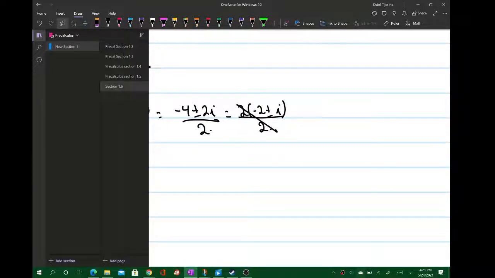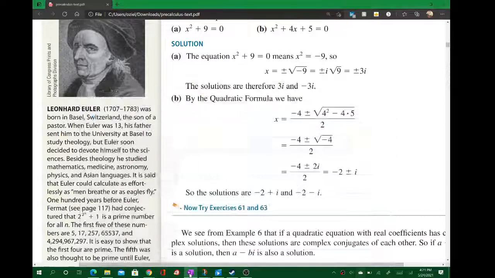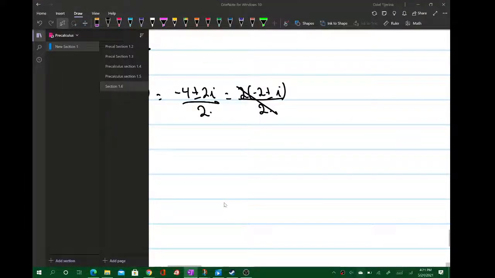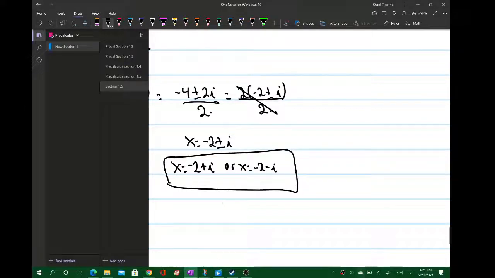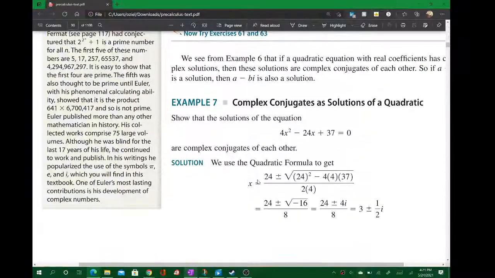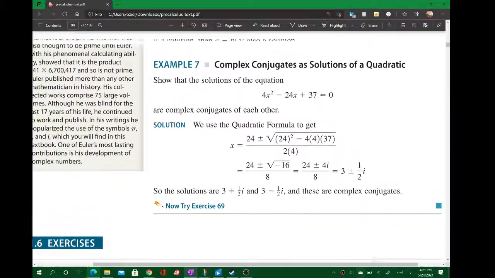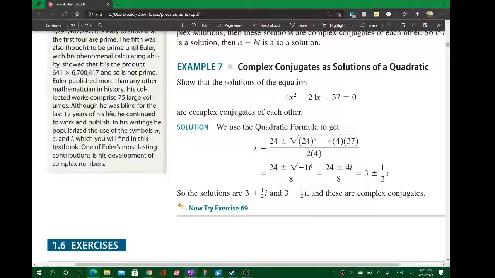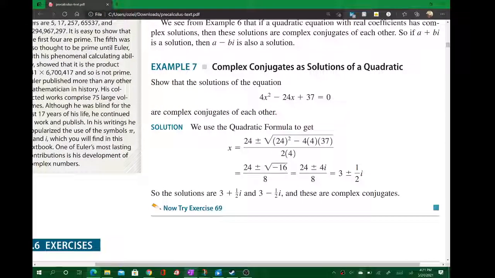And then we get that x equals negative 2 plus or minus i. That means that x equals negative 2 plus i, or x equals negative 2 minus i, right? And that's exactly what they got here. And this is another one that they did. Right? They just did the exact same thing.